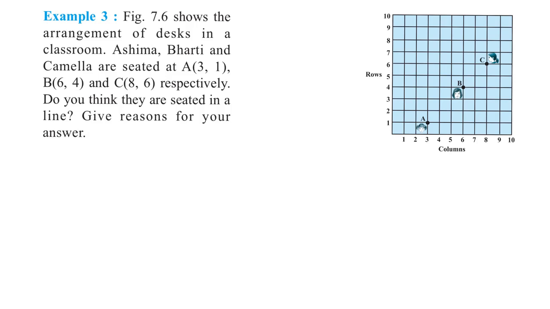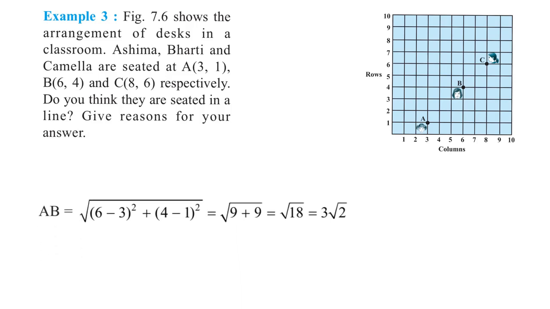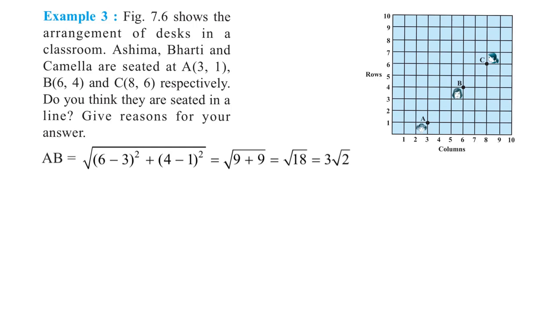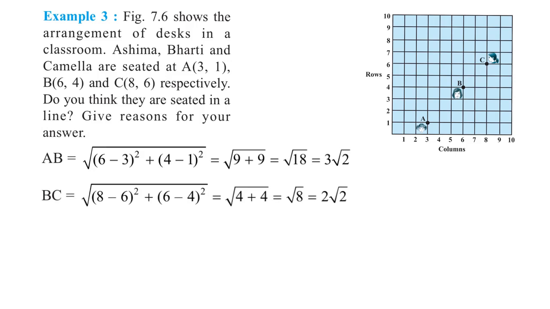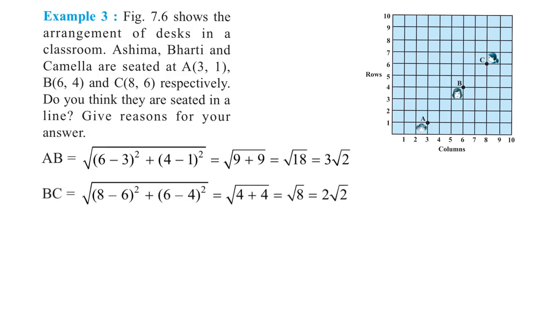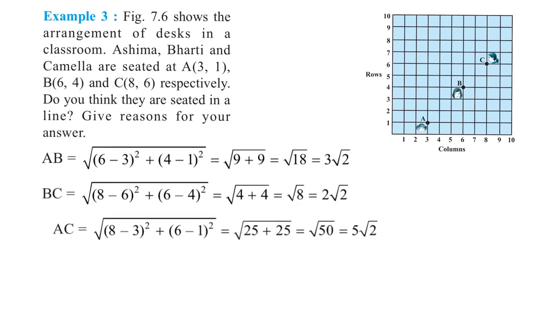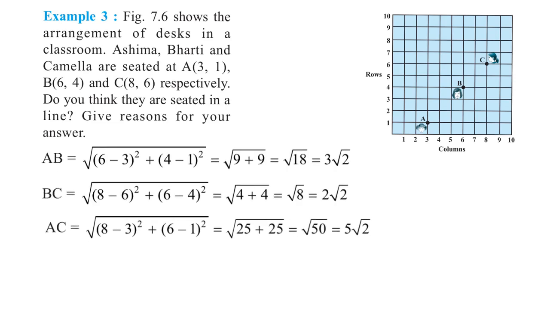So let's apply the distance formula and find out what AB is. AB is going to be 3 root 2. Remember the distance formula: square root of x2 minus x1 the whole squared plus y2 minus y1 the whole squared. So for AB that's going to be 3 root 2. For BC, apply the distance formula and you get 2 root 2, and for AC, apply the distance formula and you get 5 root 2.